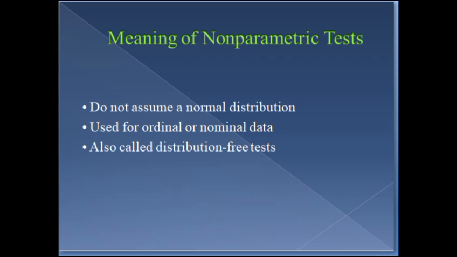Meaning of non-parametric test. Non-parametric tests are more flexible. They don't depend on the parameters of the population like mean or variance, and work well when data is skewed, small in size, and not normally distributed. It's also called a distribution-free test. In non-parametric tests, we basically use ordinal or nominal data.